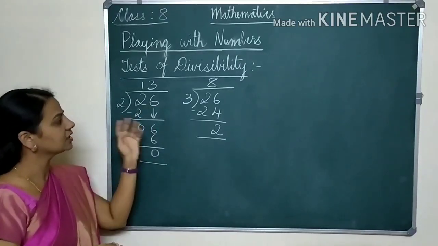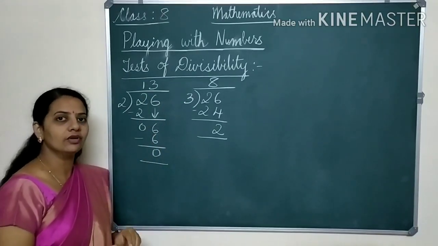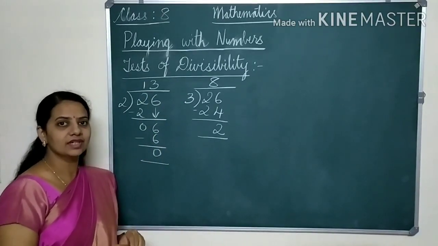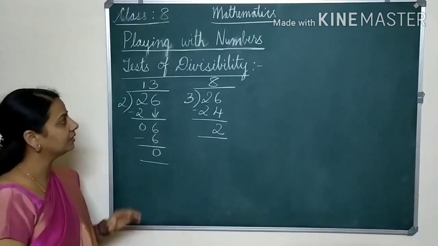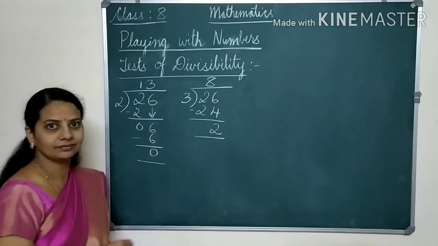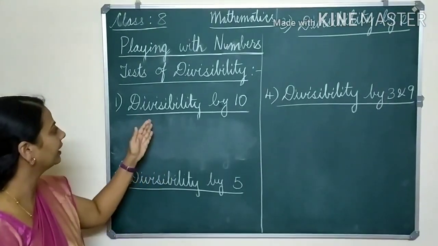But this is for smaller numbers. What if it is a big, large number? Then how do you do it? So we have a simpler method for that. Okay, we are going to learn that method one by one. Now we will check one by one.